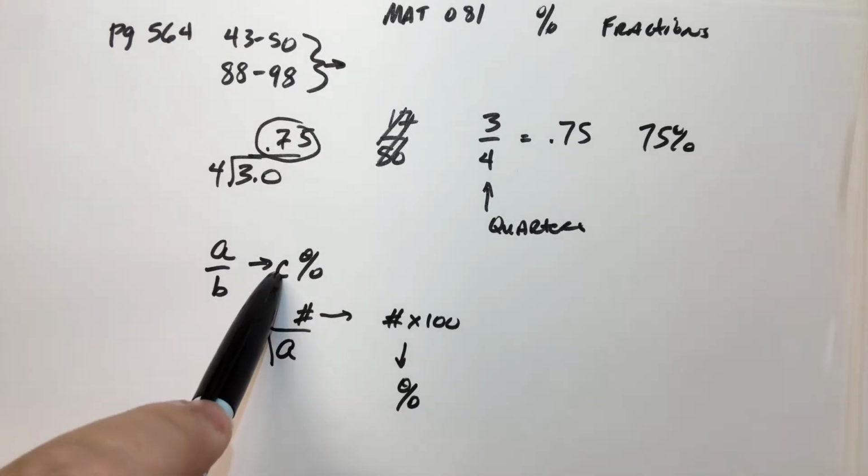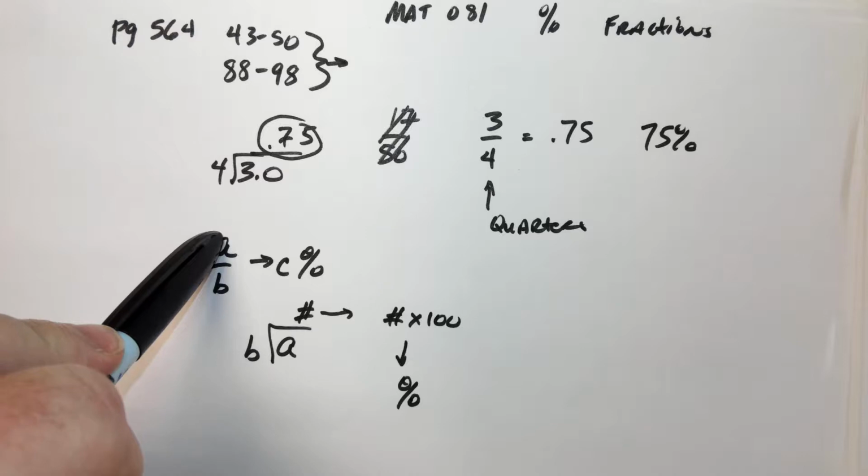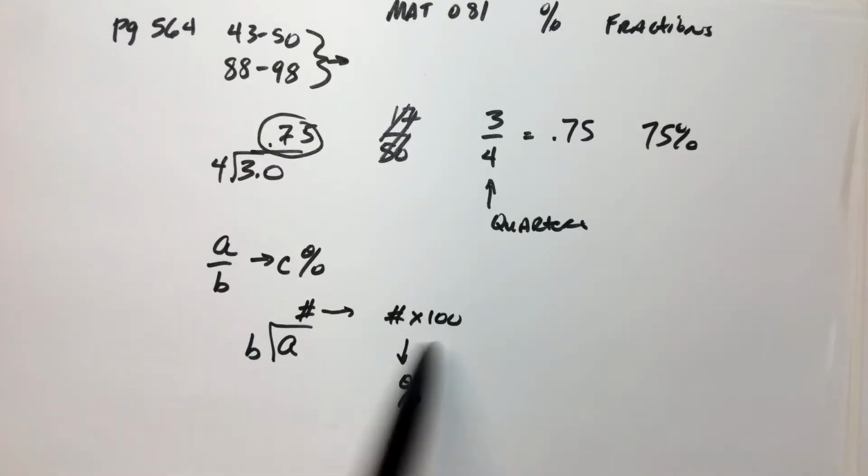So if we have a fraction, we need it to be a percentage. Just divide the numerator by the denominator. Take your answer, multiply by 100. That's it. Okay, which next one?